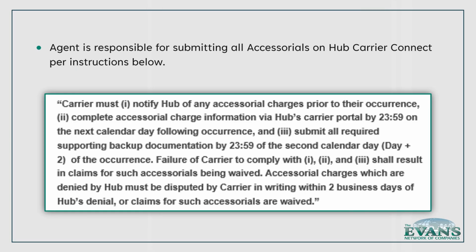The agent is responsible for submitting all accessorials on Hub Carrier Connect per the instructions below. You must notify Hub of any accessorial charges prior to their occurrence. You must complete the accessorial charge information via Hub's carrier portal by midnight on the next calendar day following the occurrence, and you must submit all the required supporting backup documentation by midnight of the second calendar day of the occurrence. Failure to comply will result in claims for such accessorials being waived. Accessorial charges which are denied by Hub must be disputed by the carrier in writing within 2 business days of Hub's denial, or claims for the accessorials are waived.